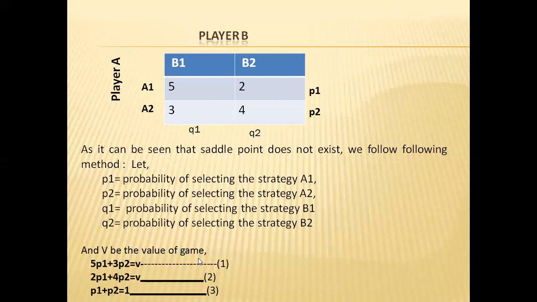Let V be the value of the game. Taking the row and column wise conditions, the column constraints. The first one is the maximum condition, and the next one is the minimum condition. For the maximum condition, we consider 5P1 plus 3P2 is equal to V. That is the first equation assumed. And the next one is for the second column, that is 2P1 plus 4P2 is equal to V.